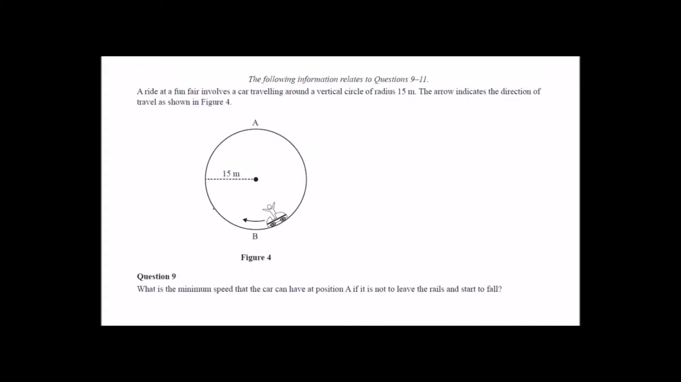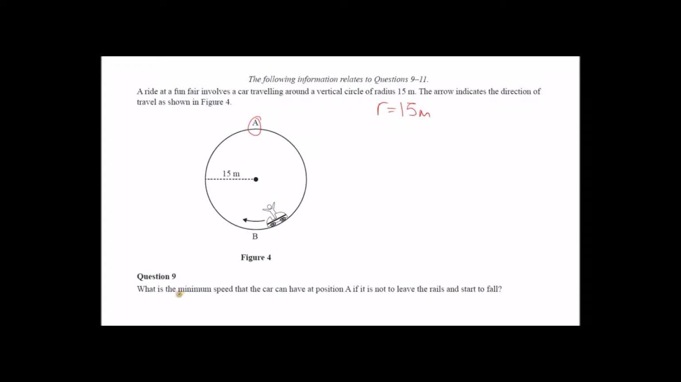Okay, a ride at a fun fair involves a car travelling around a vertical circle of radius 15 meters. So start to think about what we're being told. We've got r equals 15 meters. The arrow indicates the direction of travel. Now what is the minimum speed that the car can have at position A if it's not to leave the rails and start to fall?